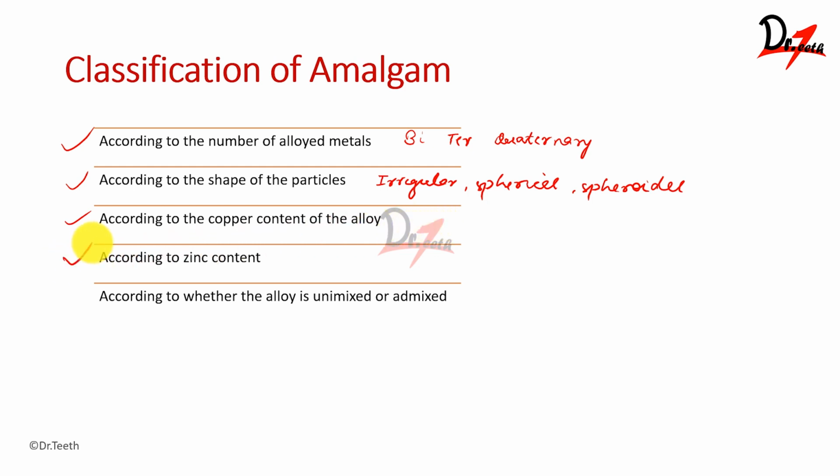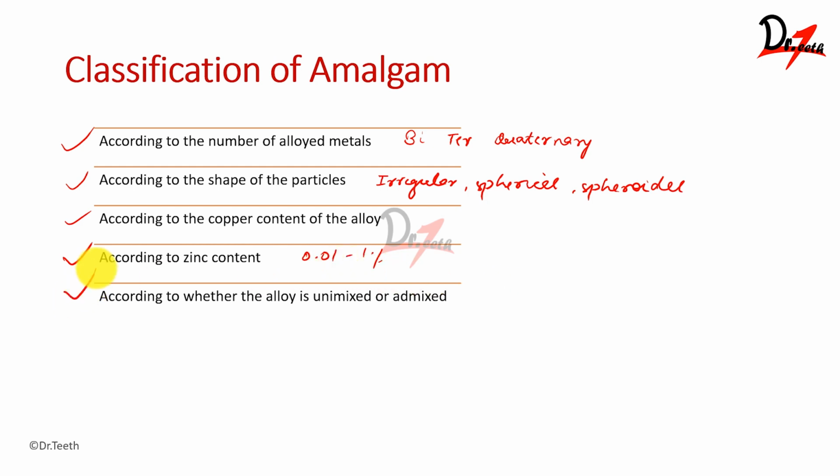Then according to the zinc content. So there are zinc containing alloys and there are zinc free alloys. When it contains zinc, it will just have 0.01 to 1%, and in zinc-free alloy, they will have almost negligible zinc, less than 0.01%, negligible, right?